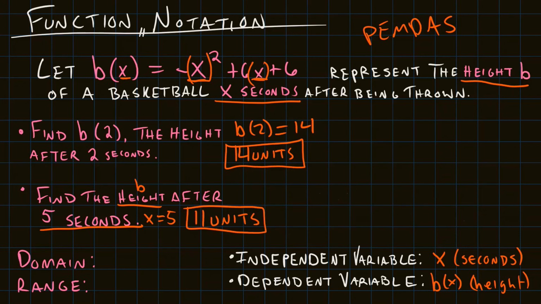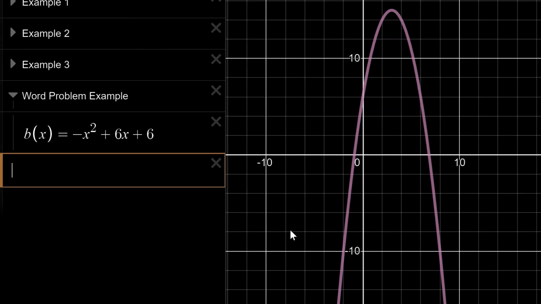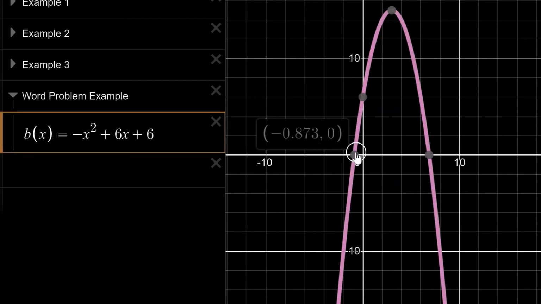Now, evaluating the domain and range in this situation can be a little bit trickier, so we're going to use the graph to take a look. Looking at the graph of our function b of x, we can see that it actually has an infinite domain and an infinite range, but our situation does not have an infinite domain and range. It doesn't make sense to use negative values for x because x represents seconds after it was thrown.